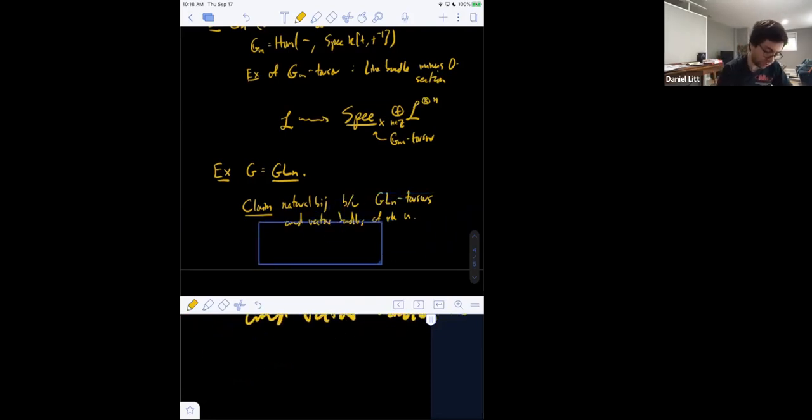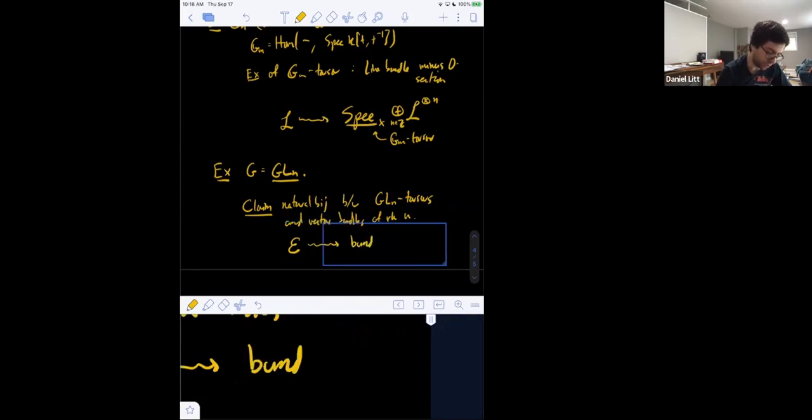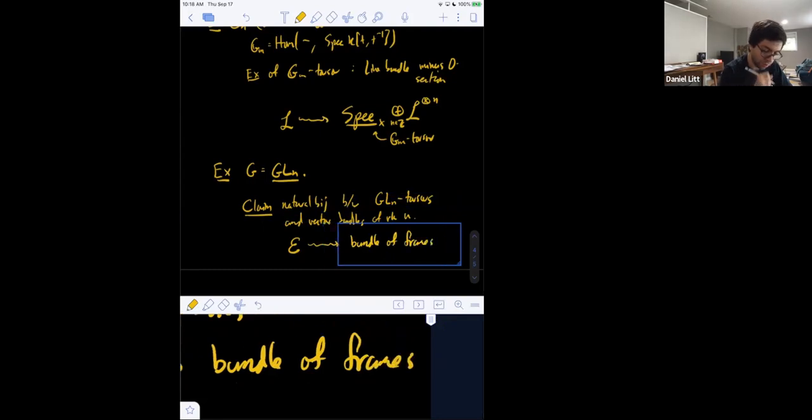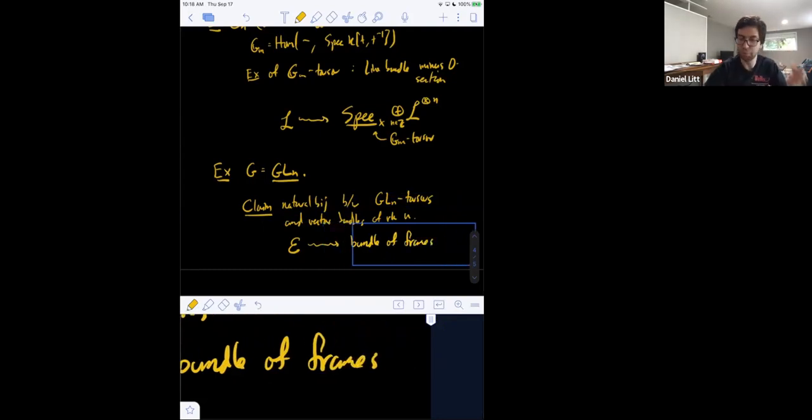So to E, you associate the bundle of frames, is what it's called. And what this is, the fiber over a point is the set of bases for the fiber of E over that point. And this is what it is on fibers, but in fact, if you slightly change that, you would get what the functor represents.